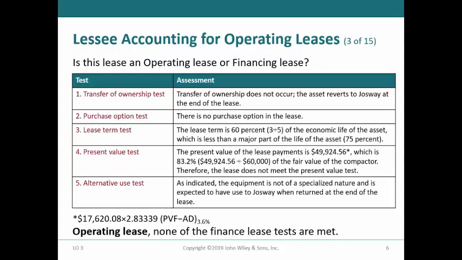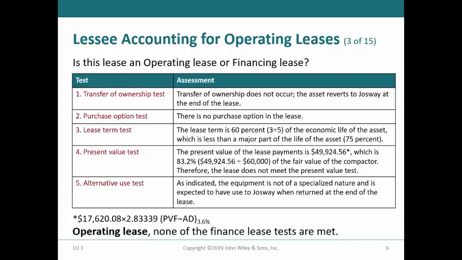After applying the 5 tests for a finance lease, we see that none of the 5 were met. There is no transfer of ownership at the end of the lease, nor a bargain purchase option. The lease term, 3 years, is 60% of the economic life, 5 years, of the compactor, so less than 75%. The present value of the 3 lease payments is $49,924.56, which is only 83.2% of the fair market value of the compactor, $60,000, at the commencement of the lease, so less than 90%.